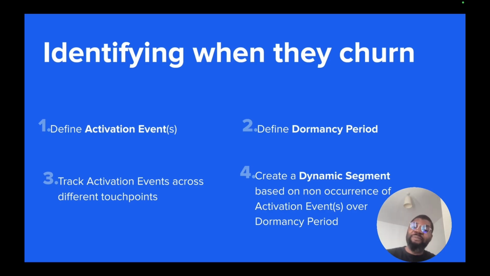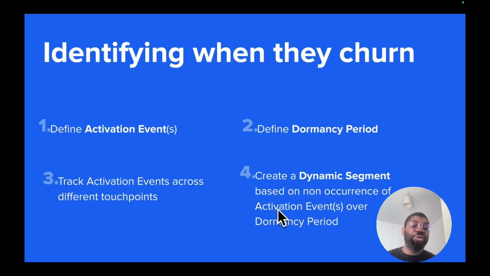Now, the third thing is that once you've defined your activation event, you've defined the dormancy periods, you can then track the events across the different touch points, which I assume you're already doing anyway. So if, for example, your customers are ordering on mobile, on phone, on web, you are tracking those events from those different points so that irrespective of where the event is happening, it's coming into a single source and you are able to get the event from the different places.